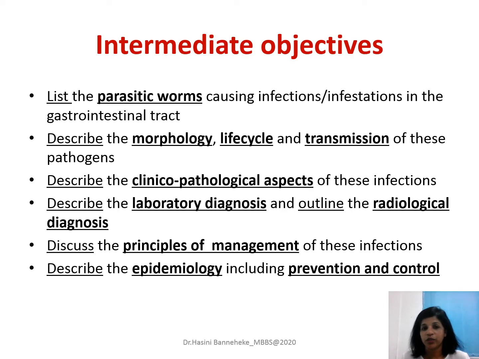Now, before I move on to the next slide, I would like to say that when you are asked to list something, just name them. No need to go into further details. But if you are asked to describe, you need to go into details. You need to know a little bit more, deeper in the particular topic. To discuss, on the other hand, is to cover the advantages, disadvantages, and different aspects of the particular topic. So those are the three different things that we have used in the intermediate objectives. So you need to know those things separately.